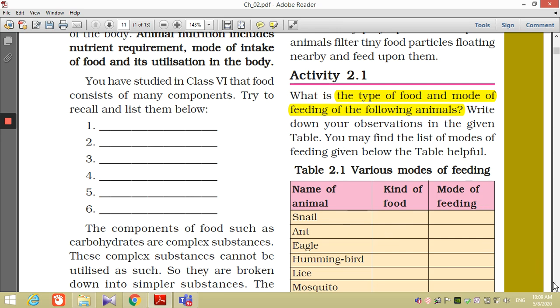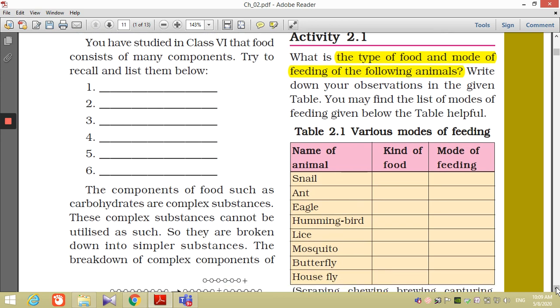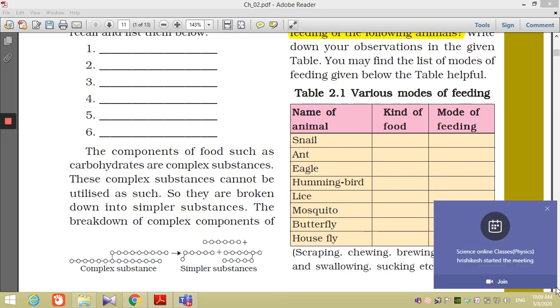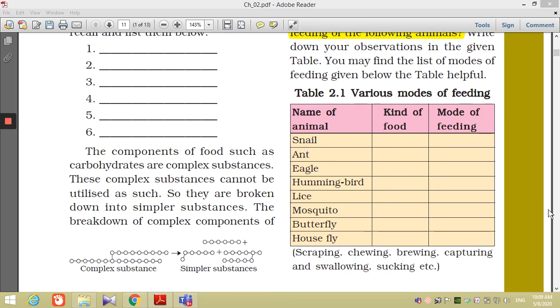A table is provided here. You will draw this table in your copy, and various names of animals are given, and the kind of food and mode of feeding are left blank. So you have to fill up your answers with whatever options are given here. You can use extra options if necessary: scraping, chewing, brewing, capturing and swallowing, sucking, etc.